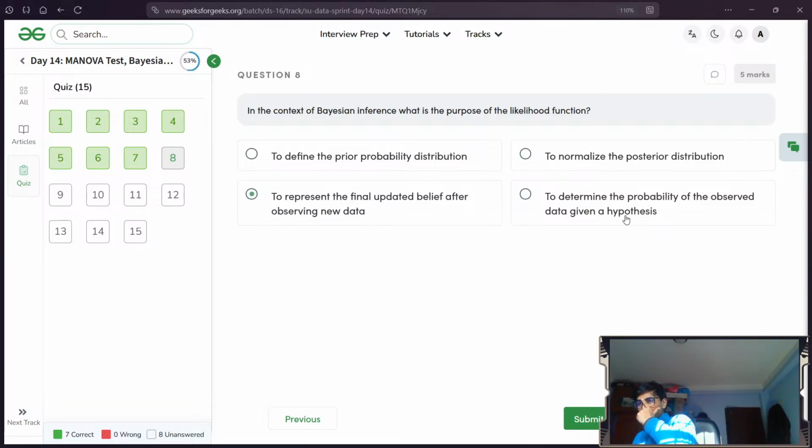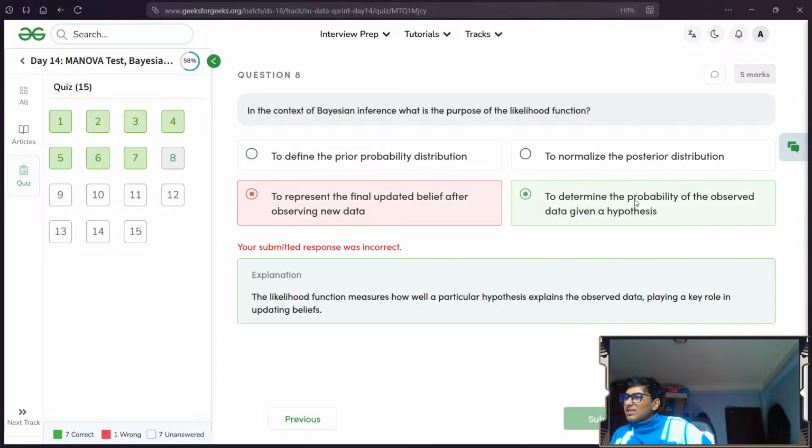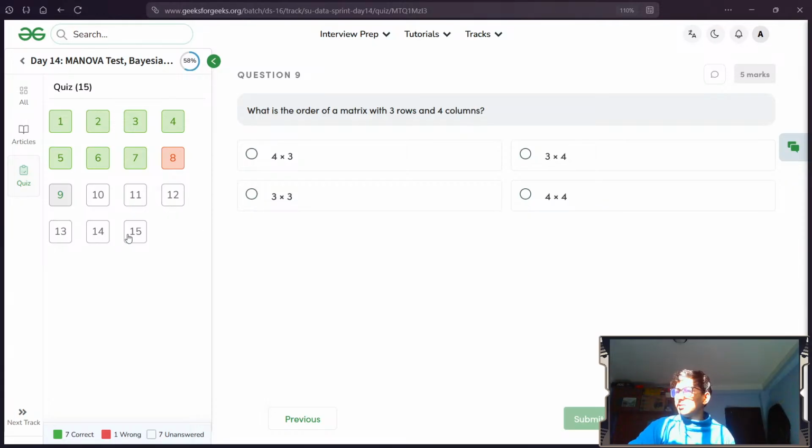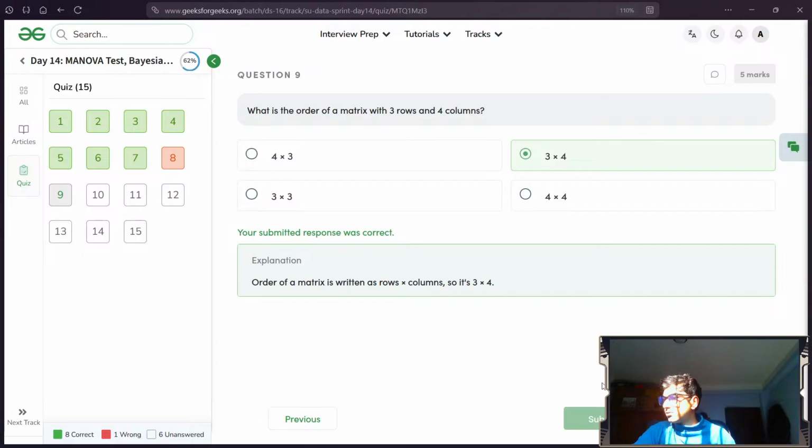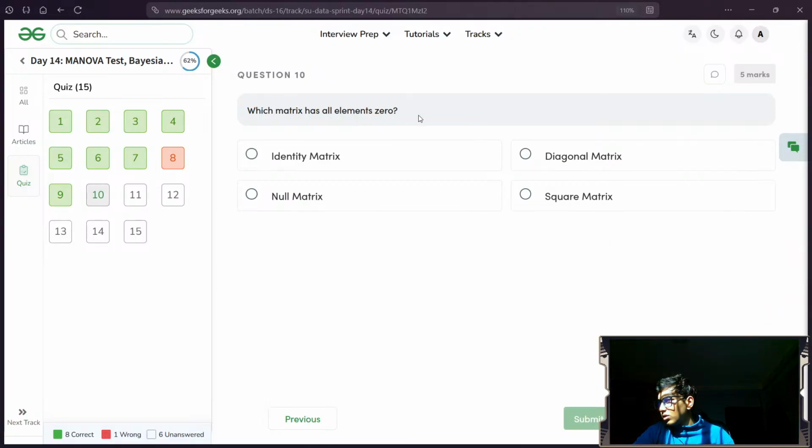I guess I'm going to get this wrong. To define the prior probability distribution. This is not it. To normalize the posterior distribution. Don't know. Yeah, it was this. Knew it, I would get it wrong because I was already confused. A matrix with 3 rows and 4 columns, 3 by 4, which one has all elements 0.